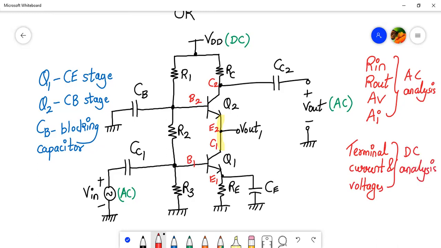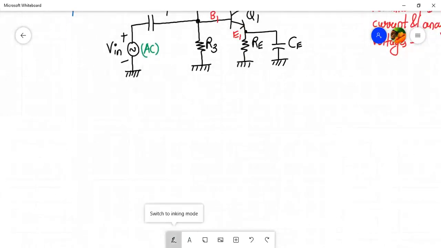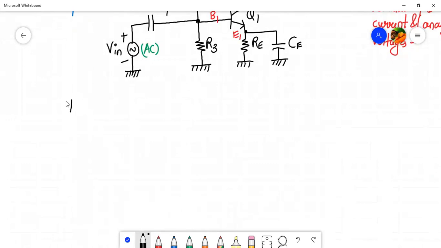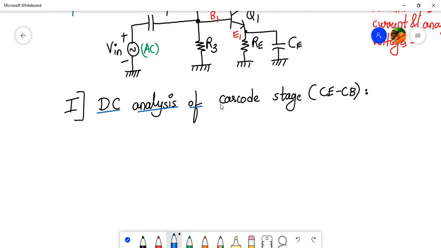Okay, so let us start with the DC analysis part. As I told you, the circuit diagram which you see in front of your screens will be used for the DC analysis of cascode stage. So let us start. First will be the DC analysis of cascode stage. Okay, and the configuration is common emitter, common base.